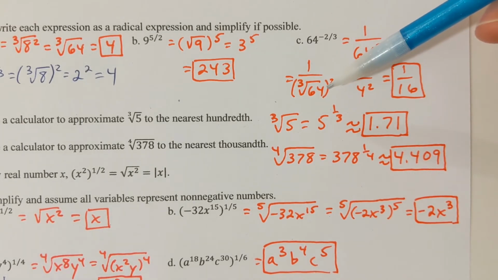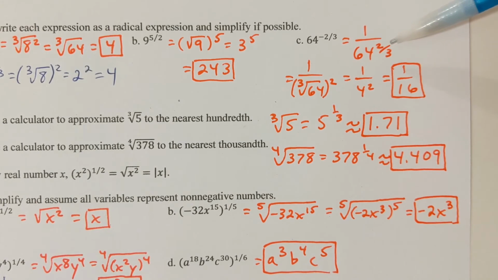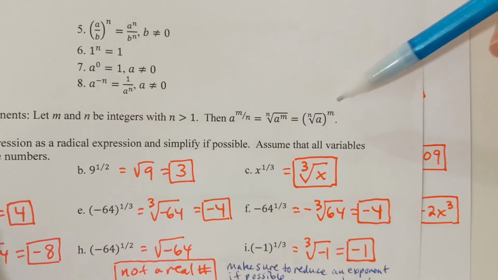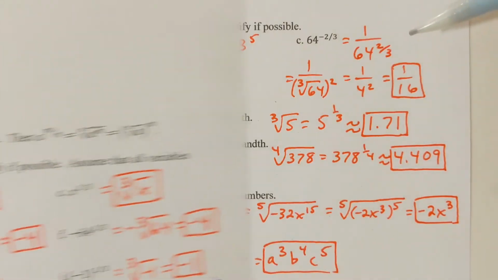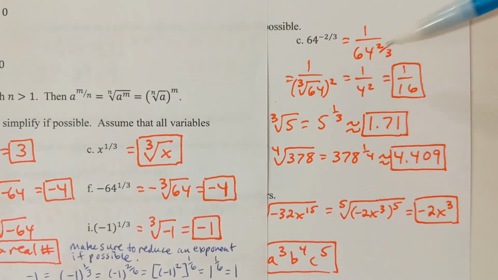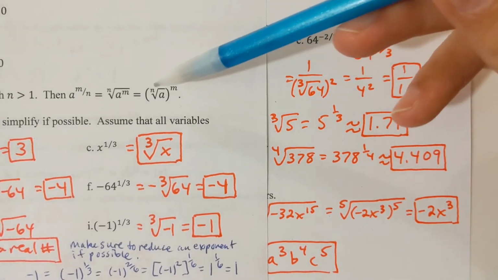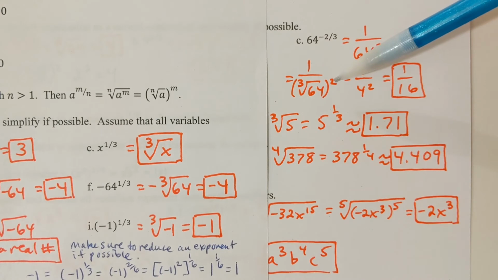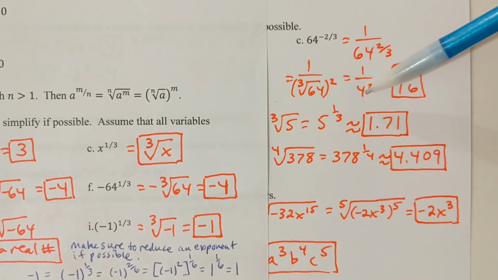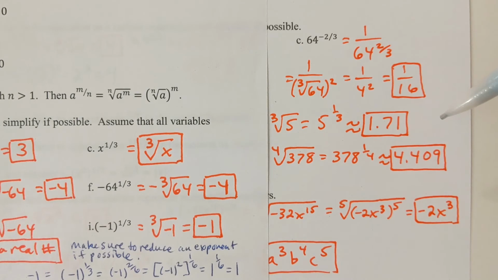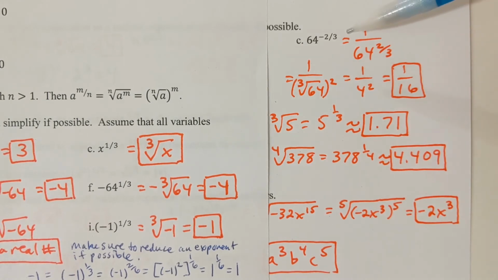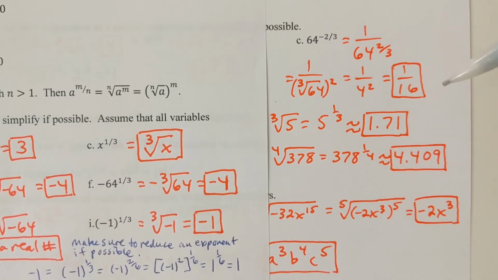Let me use my law for rational exponents here. A would be 64, m is 2, and n is 3. I'm going to rewrite that into radical form using this law, and you can see I've done that here. It's going to be the cube root of 64 squared. The cube root of 64 is 4, and 4 squared is 16. So 64 to the negative 2/3 is the same as 1 over 16.